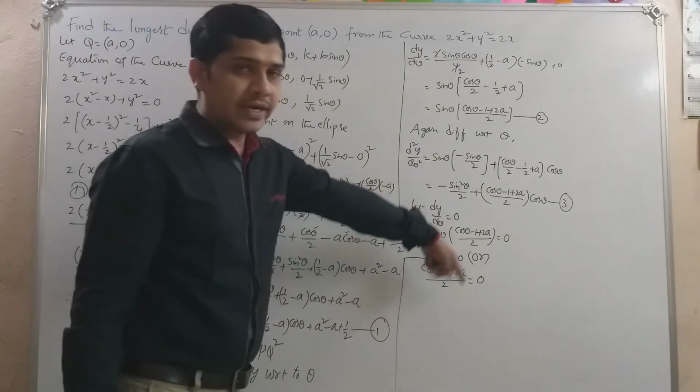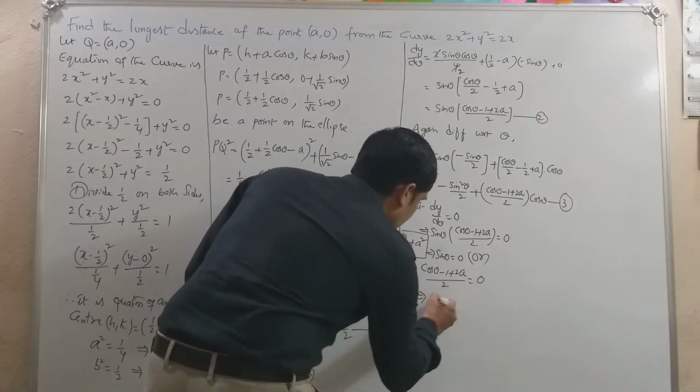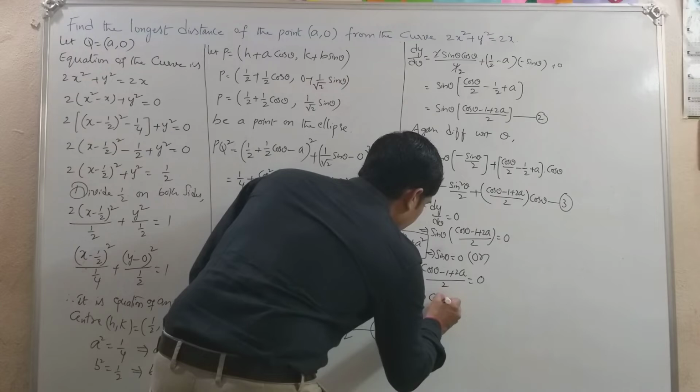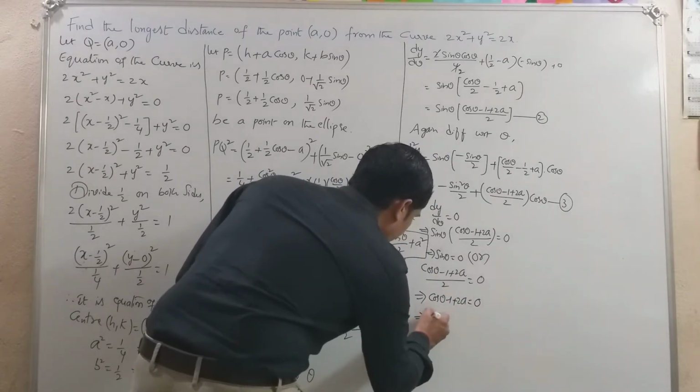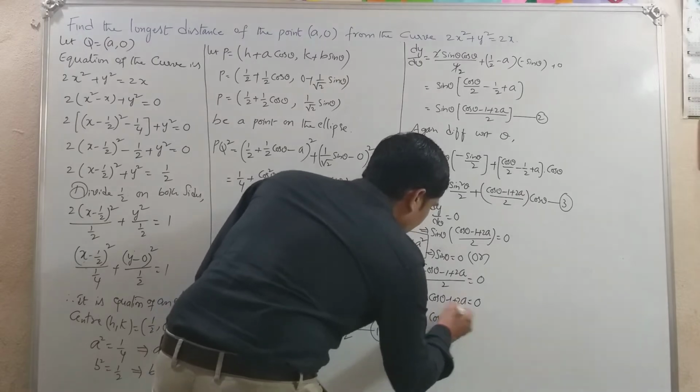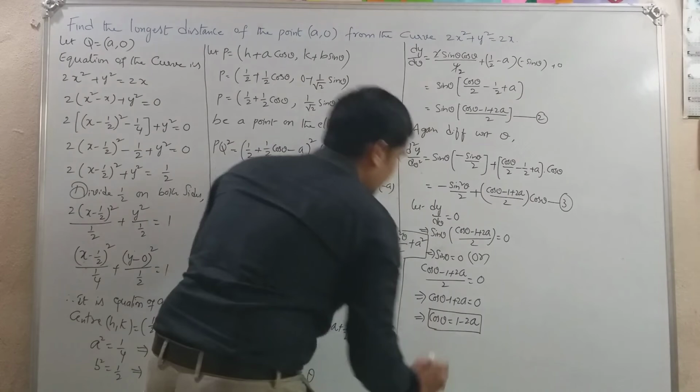Then the denominator is sent to the right hand side, division becomes multiplication, and from this we get cos theta minus 1 plus 2a is equal to 0. So this implies cos theta is equal to 1 minus 2a.